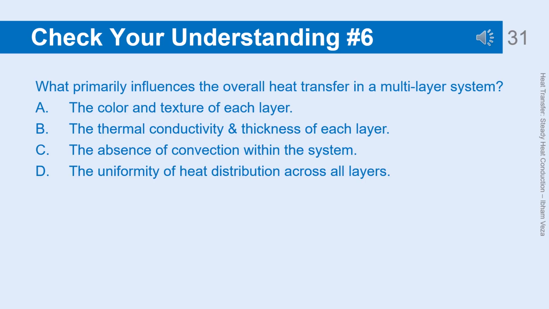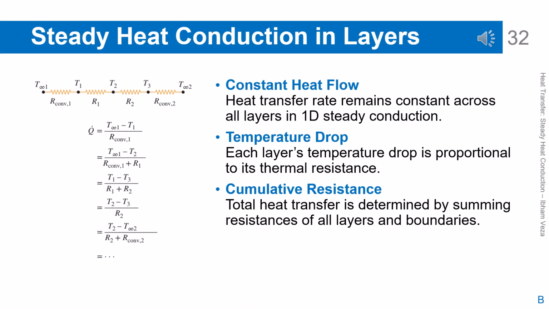C. Incorrect. Convection plays a role at the inner and outer surfaces and cannot be ignored in a multi-layer system. D. Incorrect. Uniformity of heat distribution is a result, not a cause, and is influenced by the layer's thermal properties and resistances.